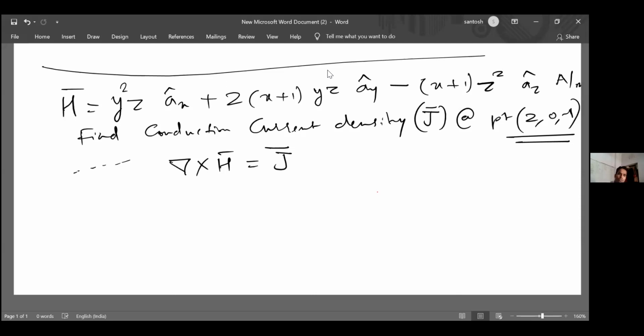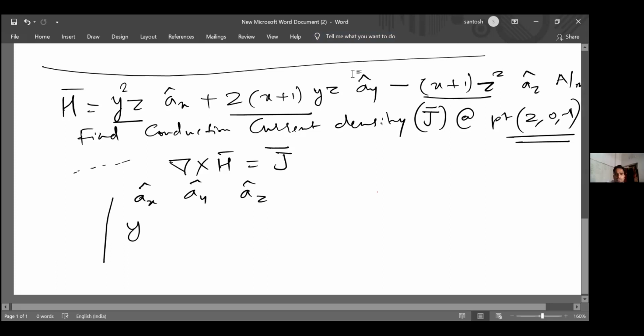So H bar has been given. How do we calculate the curl? We simply take a matrix like ax, ay, az, then the components of H. First is del.